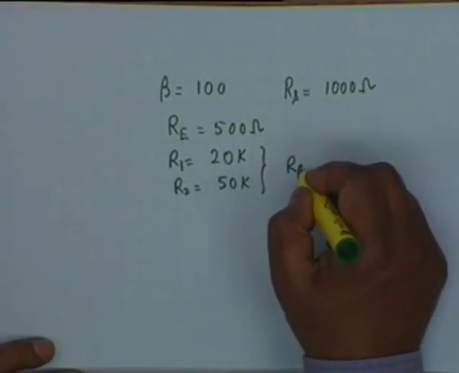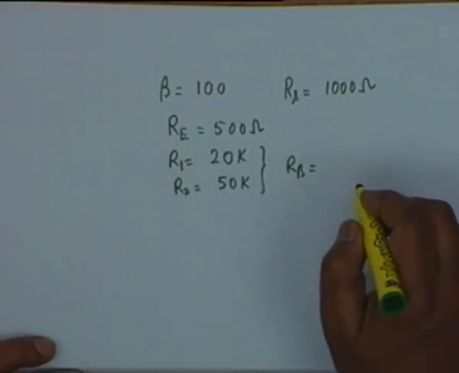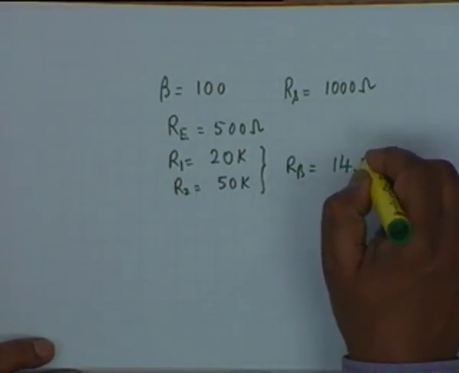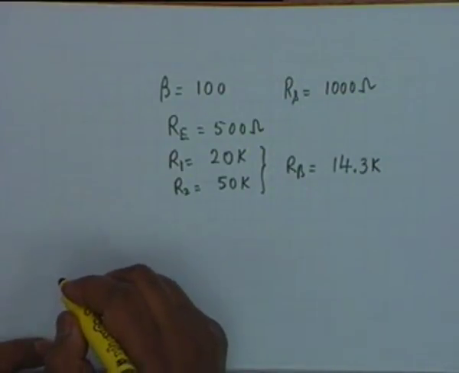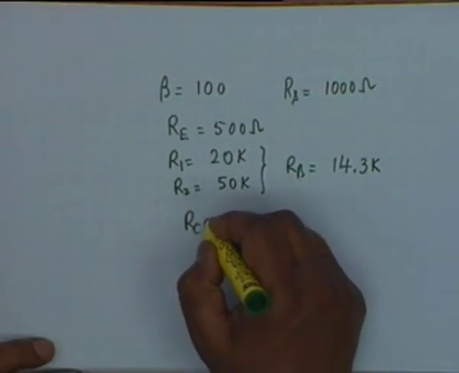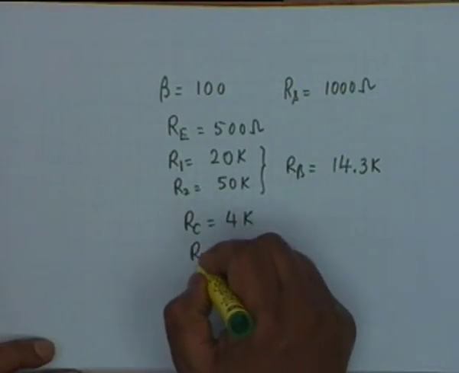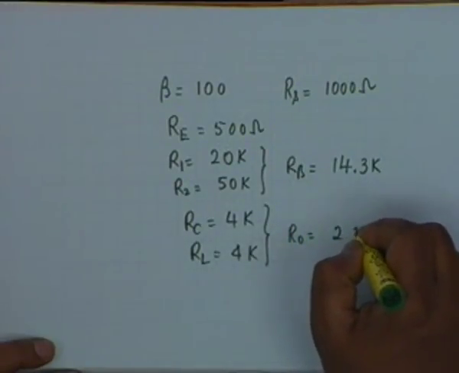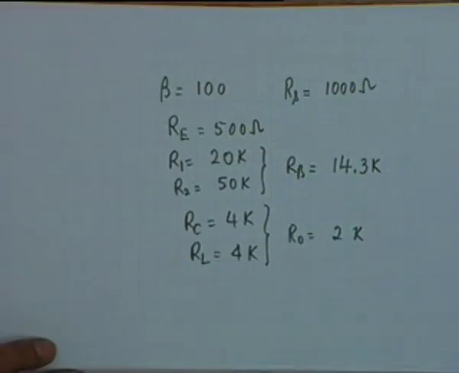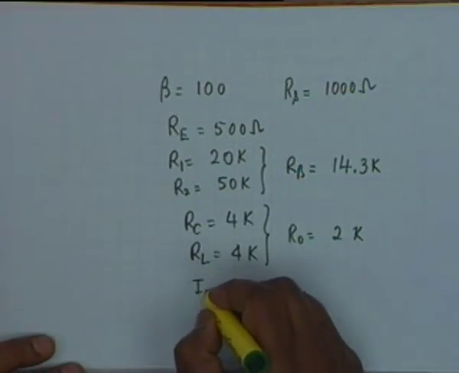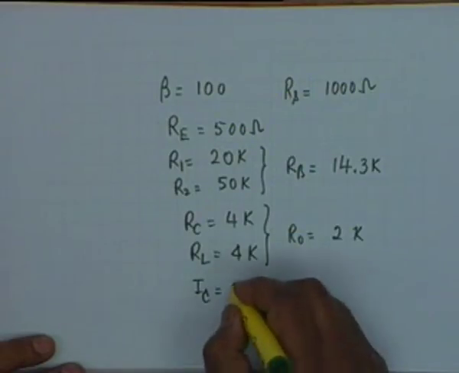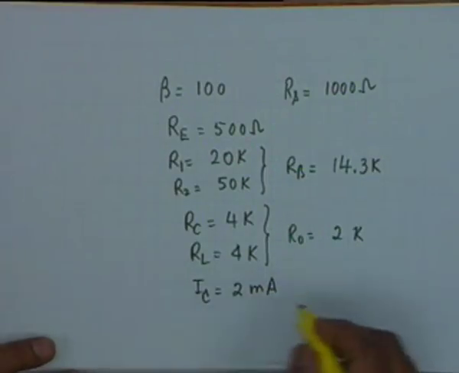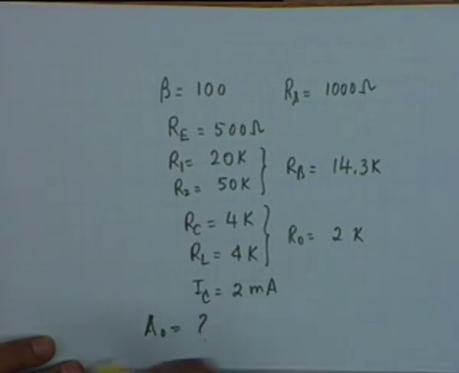Therefore, Rb is how much? 20 times 50 divided by 70, that is 14.3K. All right. Rc is, let us say, 4K, RL is 4K. So that R0 is simply equal to 2K. R0 is the parallel combination of the two, and I sub C, the collector current, is given as 2 milliampere. All right. You are required to calculate the mid-band gain A0.